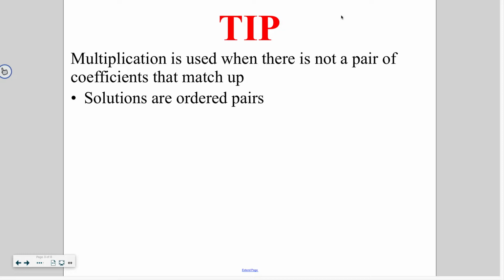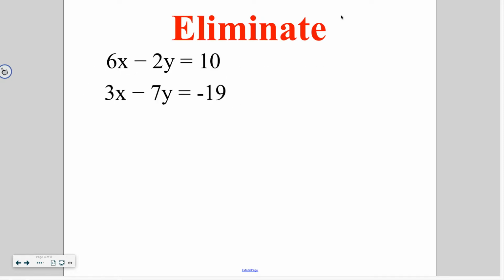Again, the solution is written as an ordered pair because it is where two lines are intersecting. So, for example, we're looking at 6x minus 2y is equal to 10, and 3x minus 7y is equal to negative 19. So right off the bat, nothing is matching up. So we're going to need to multiply one of these equations to try and get one of the variables to match up. So looking at our pairs, we got 6x and 3x, or negative 2y and negative 7y. The pair that goes better together are the x's.